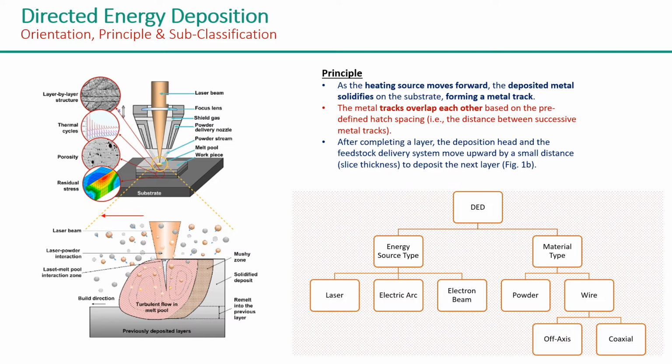Again, the wire is also fed in two ways. One is at an angular direction with respect to the beam optic axis, and another one is feeding the wire coaxially in the optic axis of the laser. So again, this is classified in two ways.